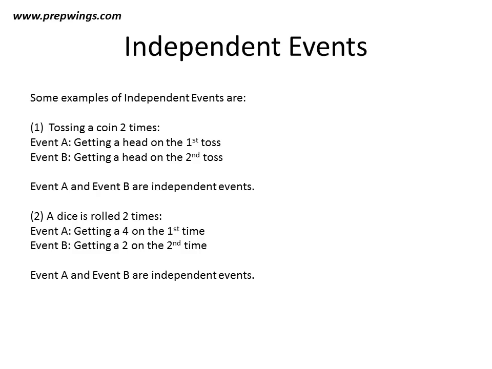Now the second example says that a dice is rolled 2 times. Event A is getting 4 on the first time and event B is getting 2 on the second time. Okay. So again, these two events are independent events because probability to get a 2 on the second time doesn't depend on what happened when I rolled the dice for the first time. The probability to get a 2 on the second time will be 1/6.